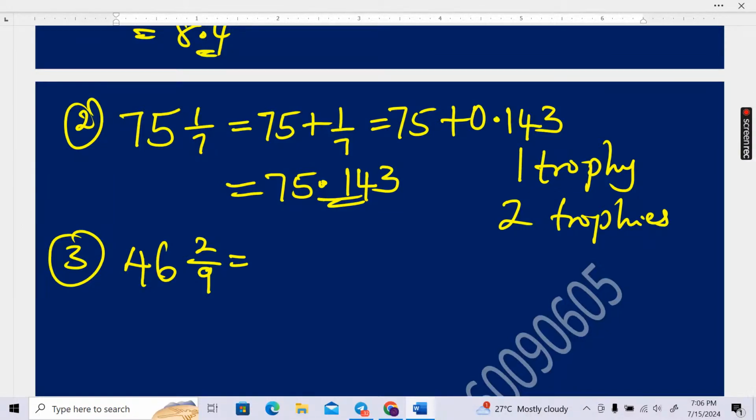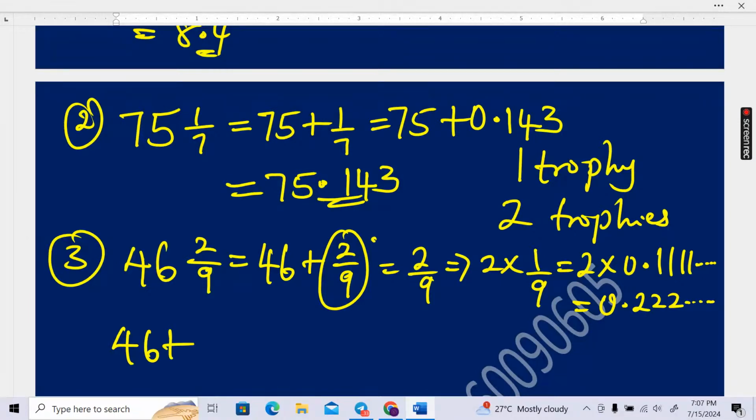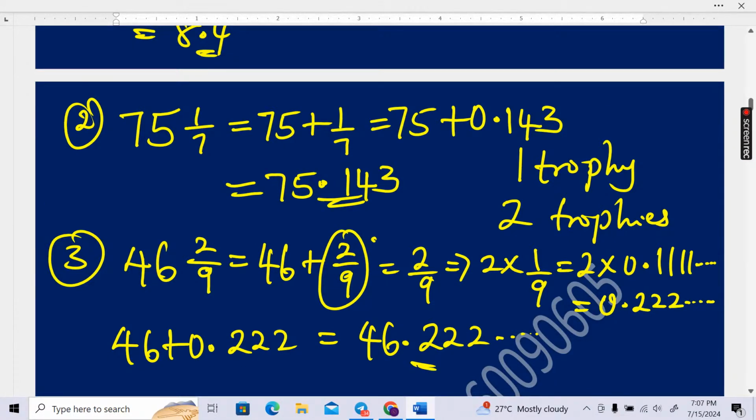Amazing. So let's do it together. 46 whole number 2 over 9. That will be 46 plus 2 over 9. And let's analyze 2 over 9. 2 over 9 means 2 times 1/9. And that's equal to 2 times 0.1111 up to infinity. That's equal to 0.222 up to infinity. So that would be 46 plus 0.222, and that's equal to 46.222 up to infinity.